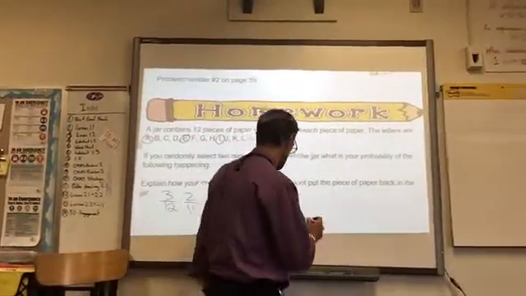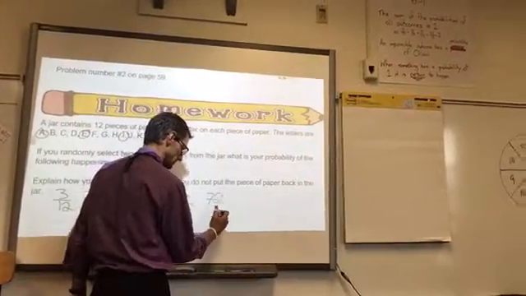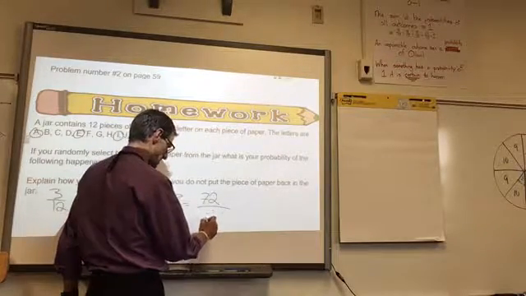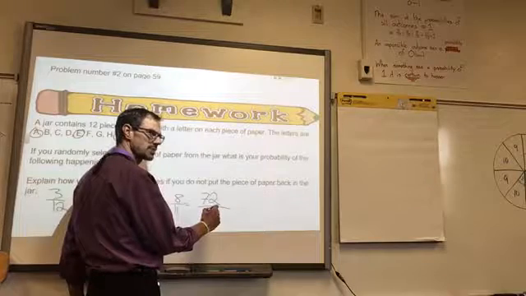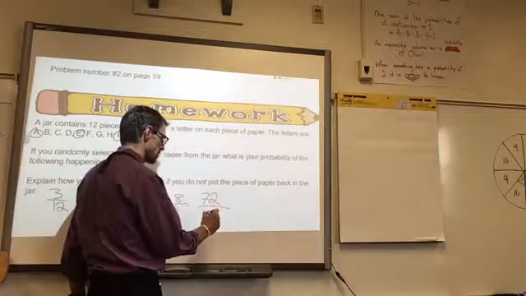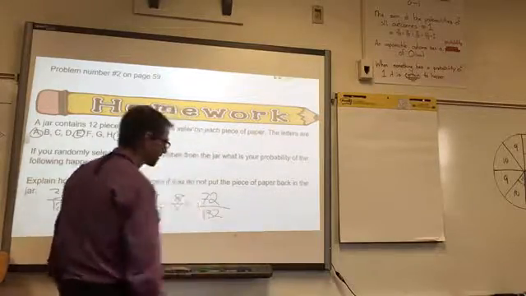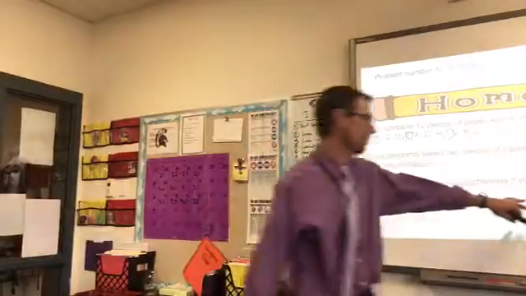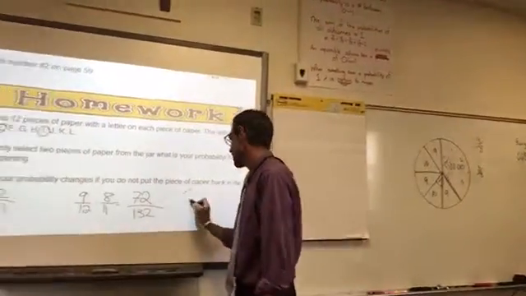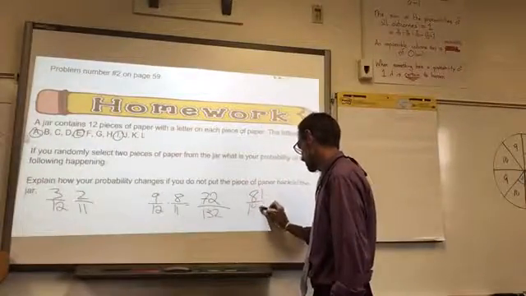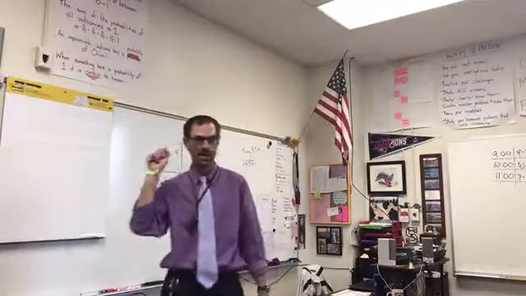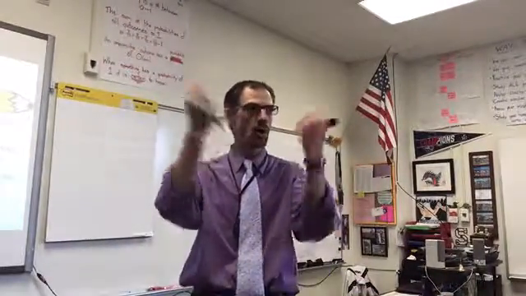And what'd you get, Eric, for an answer? 72 over 132. So this is our probability now of choosing a consonant compared to the probability before. So if I don't put papers back, does my probability go up or does it go down?